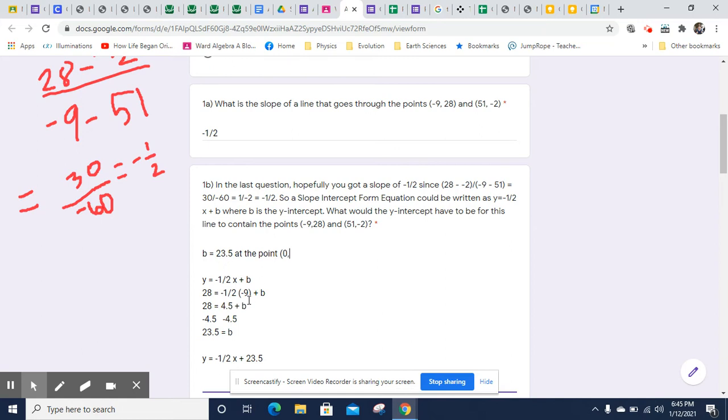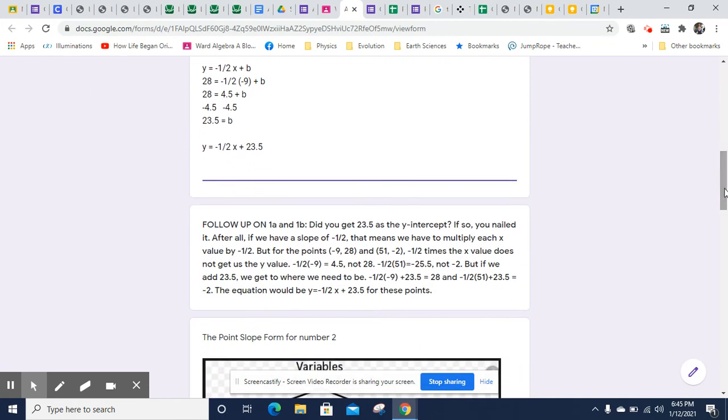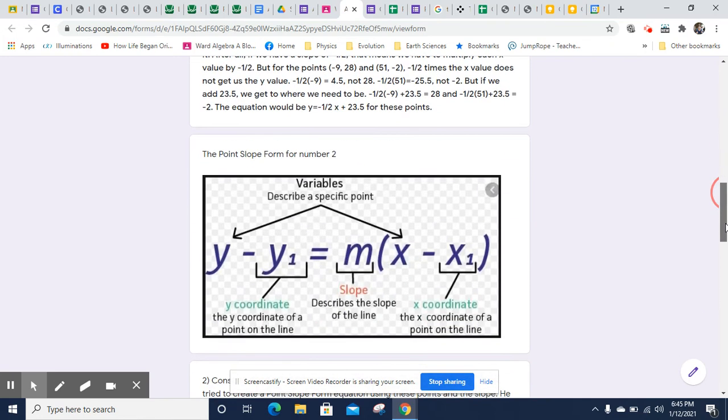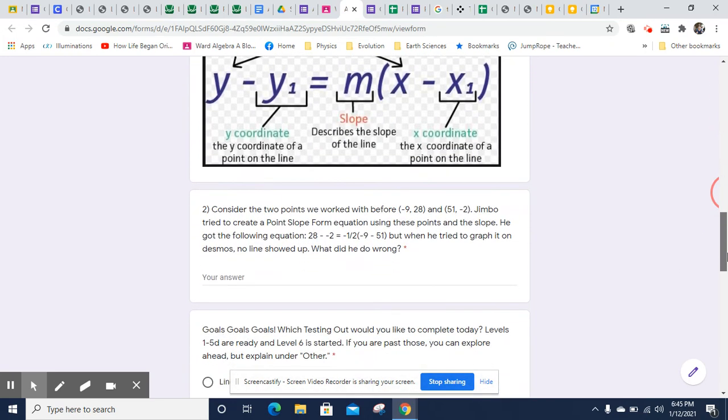0, 23.5. And there you have that. All right, now let's go on and take a look. So I laid out a sort of summary of that here, so you can, of course, check your work as you go in the Do Now.